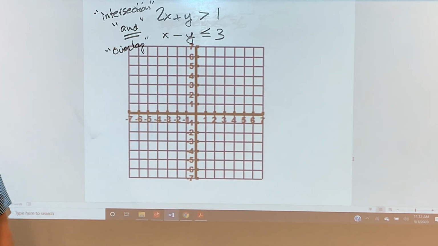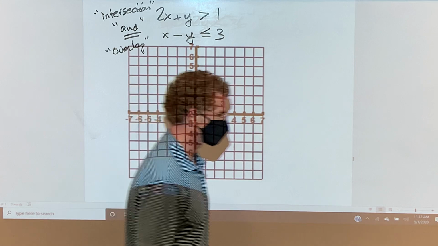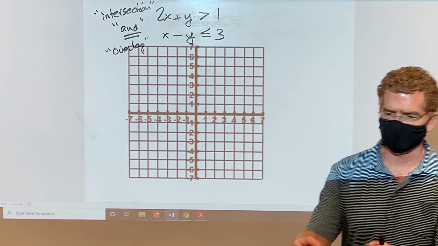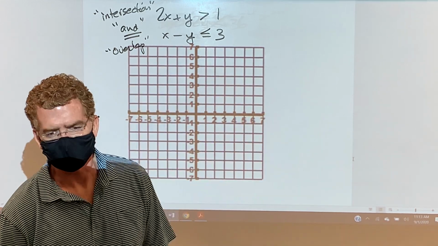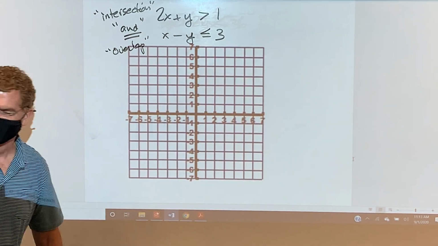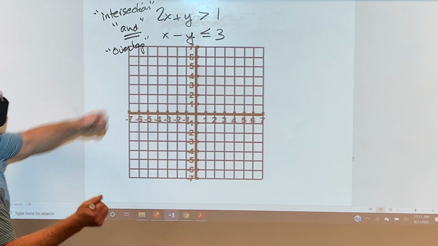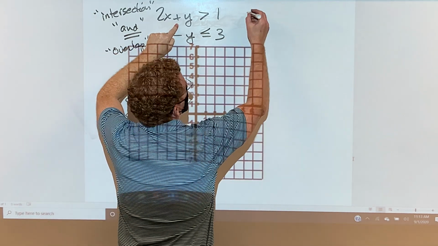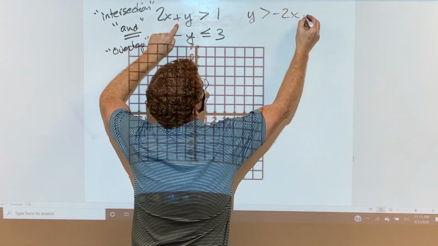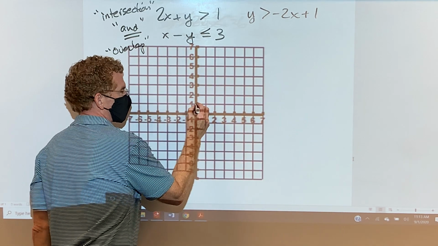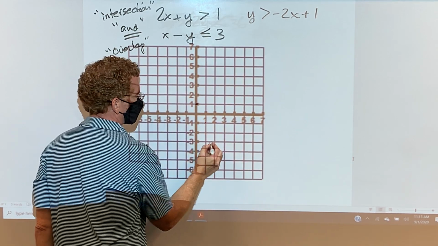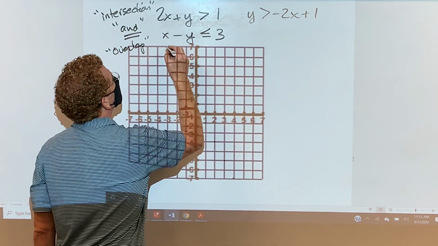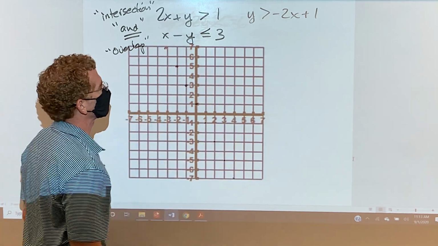So, help me out, somebody. Talk to me. What do you think, man? You graph both lines. So, first one, how do you want to graph it? Move the 2x over, certainly an option. It could be a negative 2x plus 1. So I'm going to go to right there, and then down 2 over 1, down 2 over 1, down 2 over 1. Solid or dotted line? On the first one. Dotted line. Dotted.